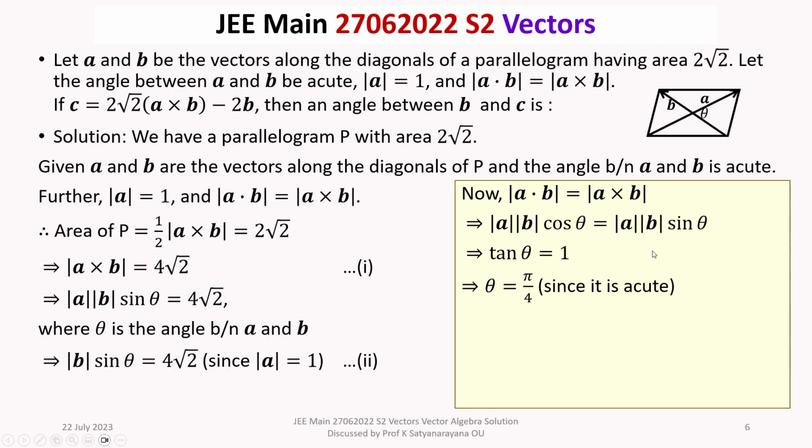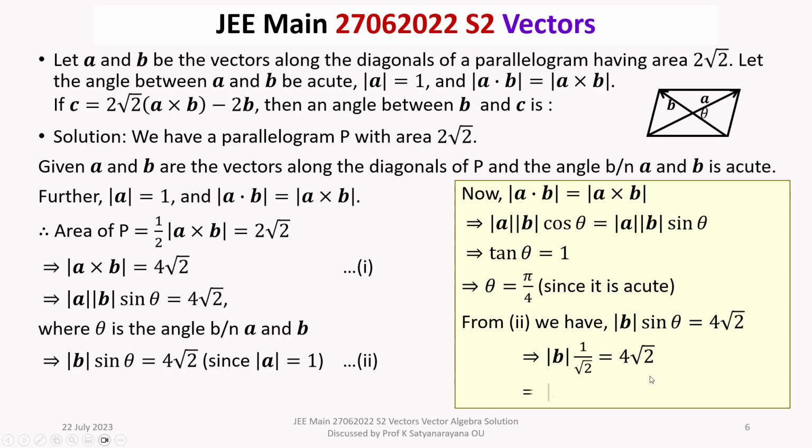Now, from the second relation, mod B sin theta is equal to 4 root 2. Theta is pi by 4, and sin pi by 4 is 1 by root 2. That is, mod B into 1 by root 2 is equal to 4 root 2. That will imply the modulus of this vector B, the length of the vector B, is equal to 8. That is relation 3. We continue in the next slide.